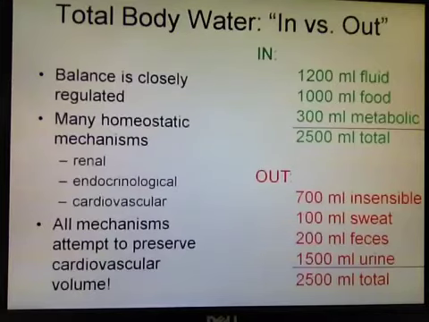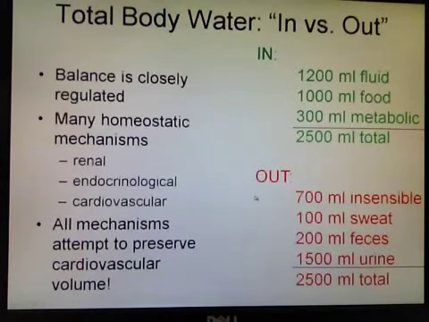In the case shown here on the right, total body water in any given day may include about 2,500 milliliters of fluid in. That may come from about 1,200 milliliters of fluid from drinking water, soda and other beverages, about 1,000 milliliters, or 1 liter, from food, because many food types are composed primarily of water, and of course we make metabolic water through biochemical pathways. That accounts for, in most individuals, around 300 milliliters of fluid production. So a total of 2,500 milliliters of fluid into the system.